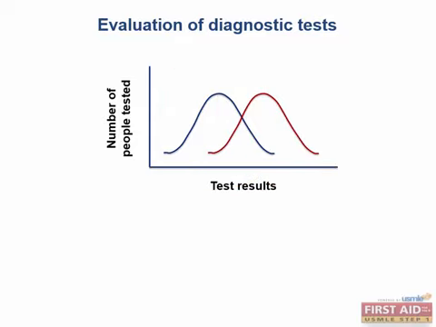What if I set some intermediate threshold here? So this is my 120, and this is my 160. Well, now this test has a balance between false positives, which would be all of these patients here under the blue curve, and false negatives, all these patients here under the red curve.